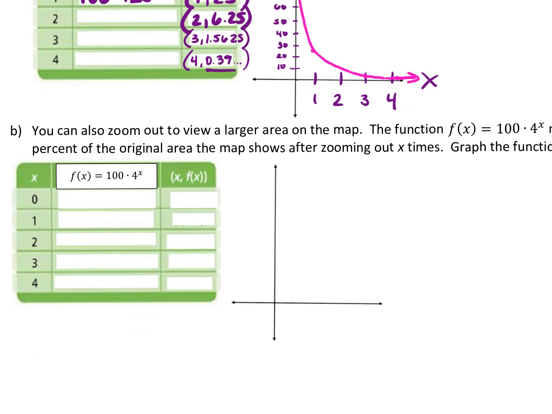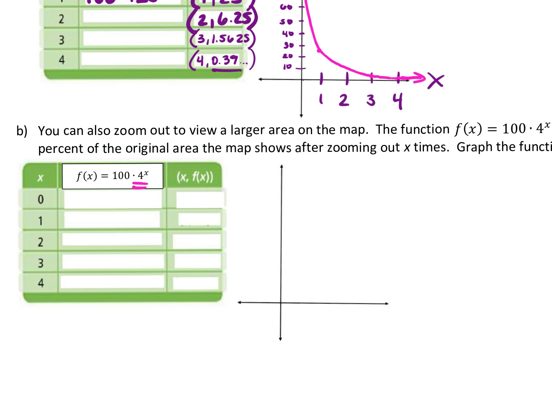Look at this one. This number, your growth factor, your B, is 4. Do you think this goes up or down? This is going to go up, okay? So if you plug in a 0, this is 100 times 4 to the 0 power. What do you get? 100. Same thing as the last one.